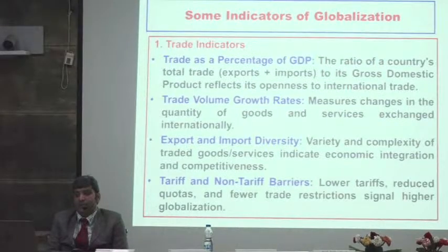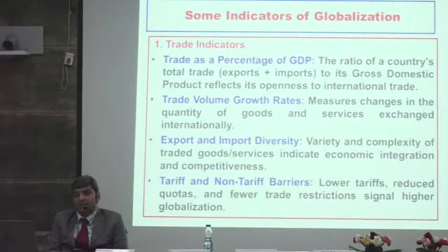Another aspect may be the trade volume growth rate. In the first aspect, we considered trade in the context of gross domestic product. The second aspect measures changes in the quantity of goods and services exchanged internationally, irrespective of the gross domestic product. If the growth in export and import is increasing, it may be slower than the GDP, but it is still increasing. If it is growing faster than the GDP, then trade as a percentage of GDP will increase. But trade as a percentage of GDP may not be increasing.